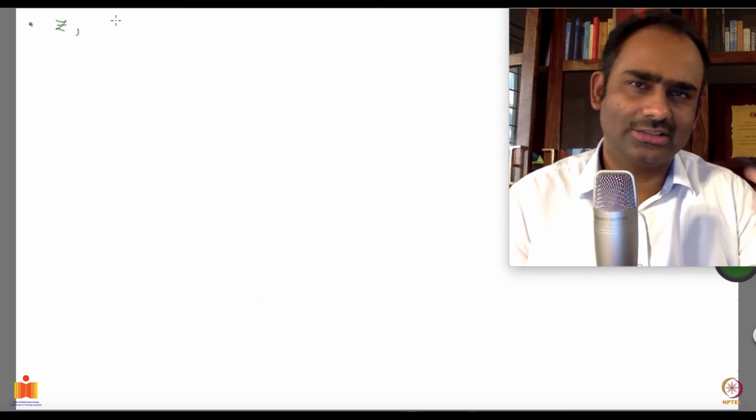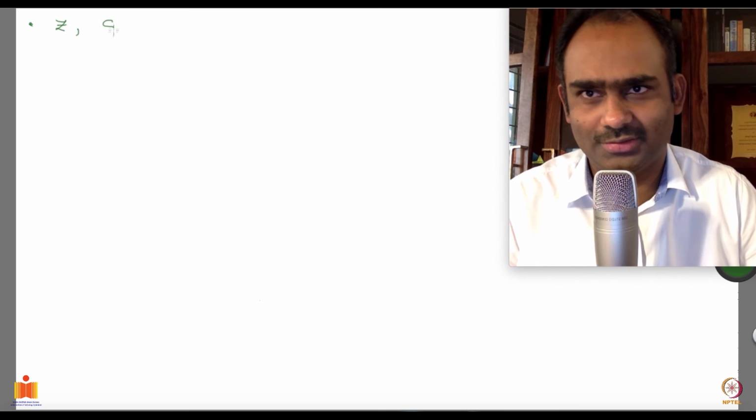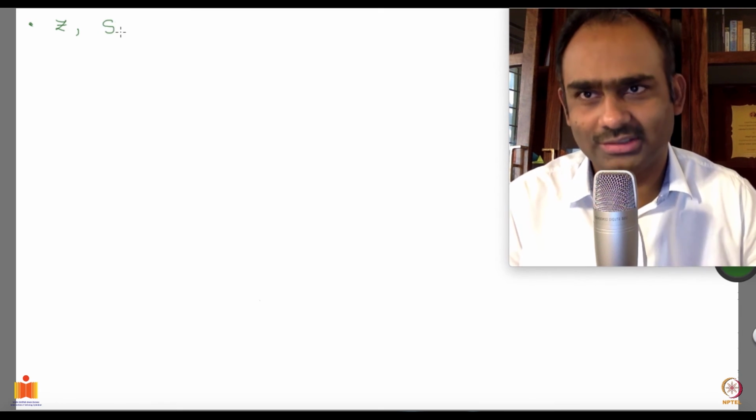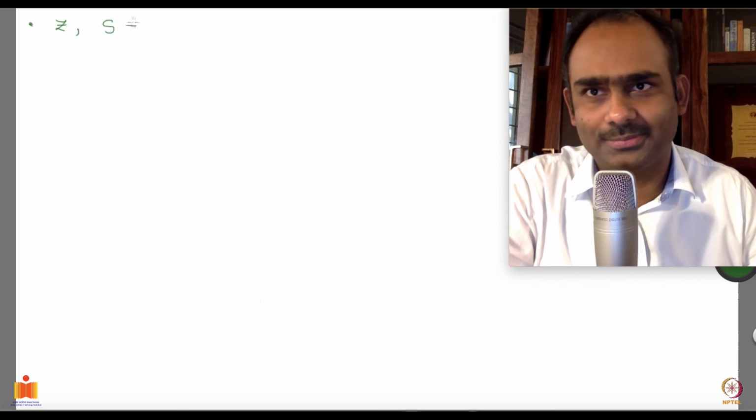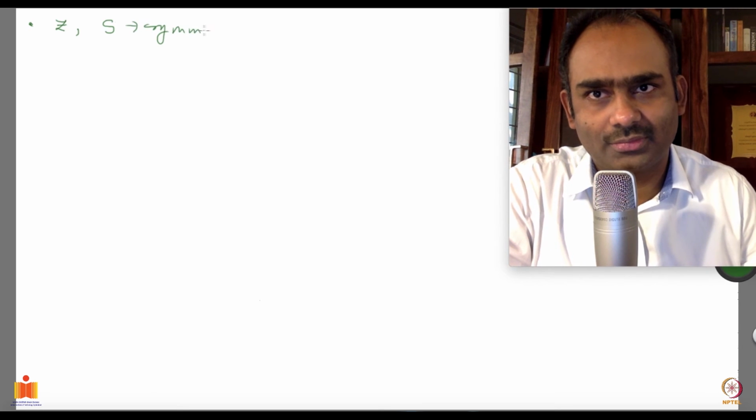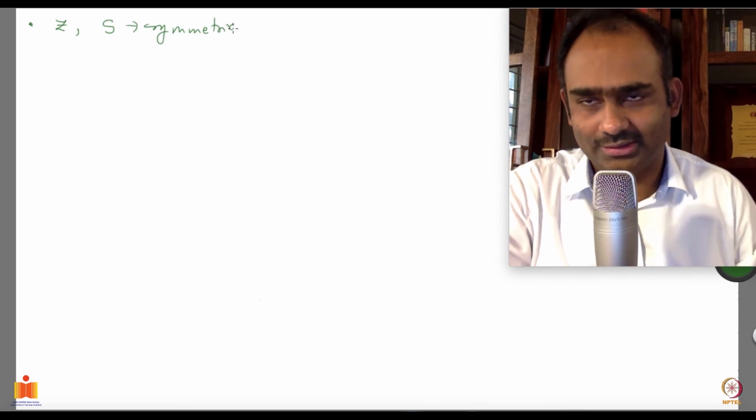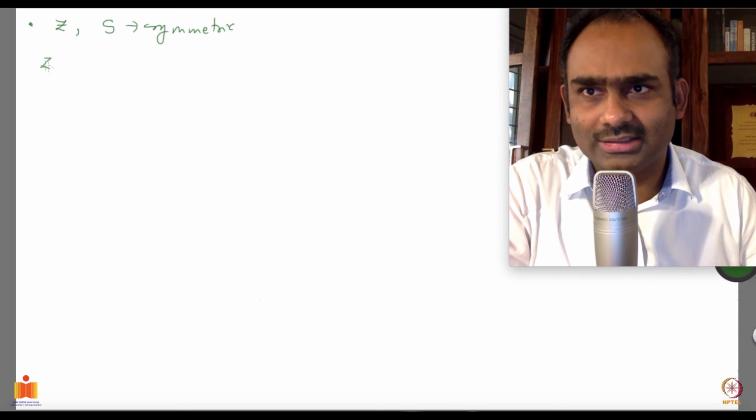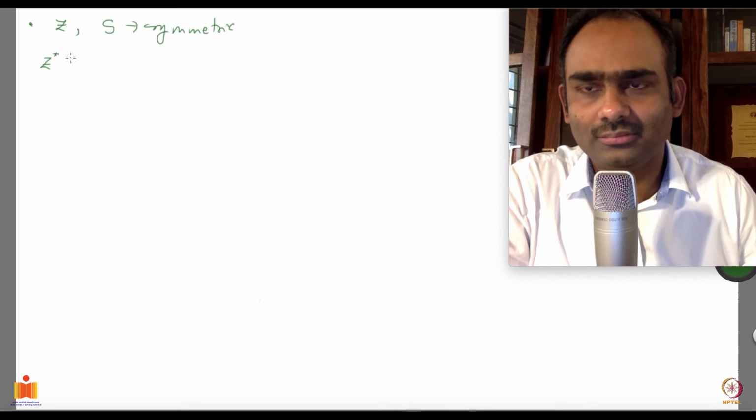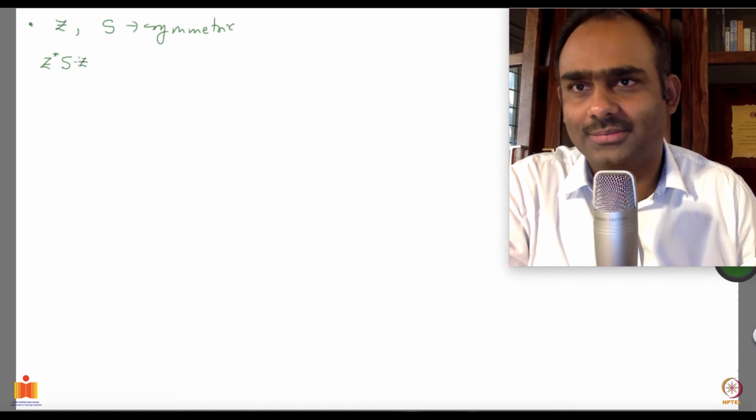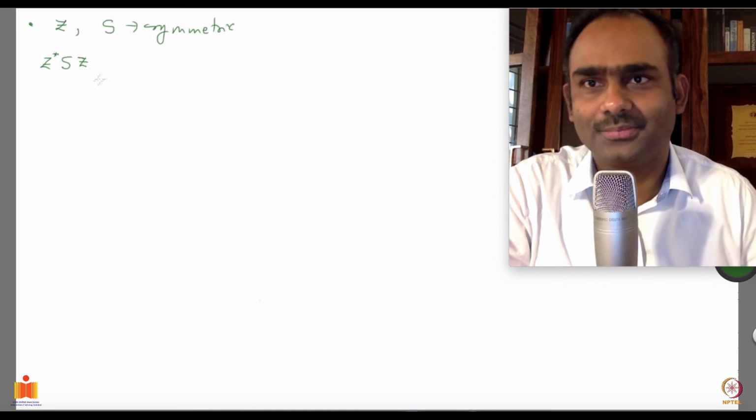Forget positive definite, let's say a symmetric matrix S. We will not specify any property of S. I just take S, which is just symmetric. I'm not assuming any other property right now. And let's look at the quantity Z star S Z and ask what this is.